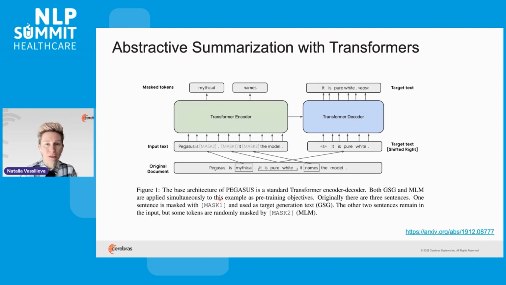This objective essentially masks whole sentences from the document, and then the model is tasked to generate these gap sentences from the rest of the document. This pre-training objective works well for the downstream summarization task. And at the end, when you use that model, you obviously don't have this objective, but the decoder part of the model will just generate the summary for you.